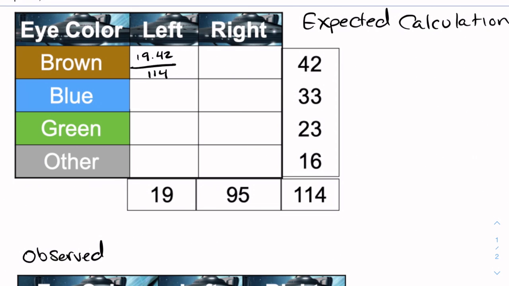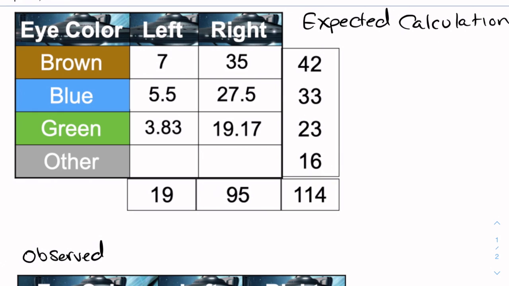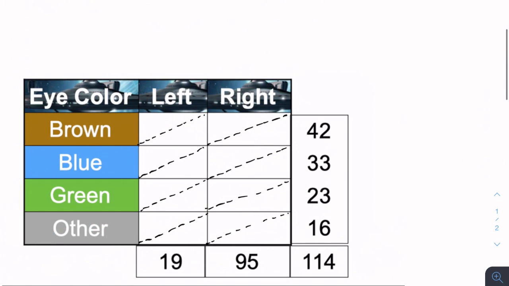Likewise, for right brown eyes, we would have 95 times 42 all over 114. And if you did that work for each one of these cells, we would get 7, 35, 5.5, 3.83, 19.17, 2.67, and 13.33. So what I'm going to do is write this in our two-way table that has both our observed value and our expected value.